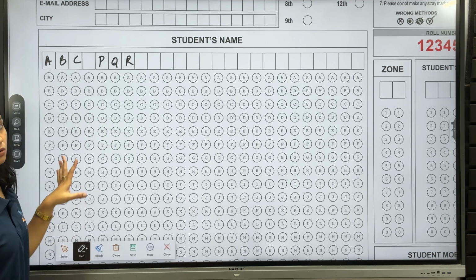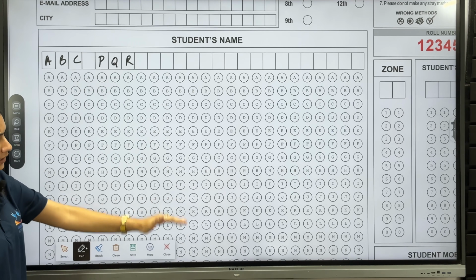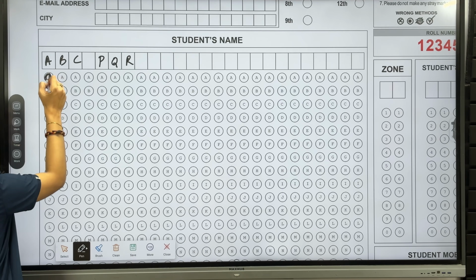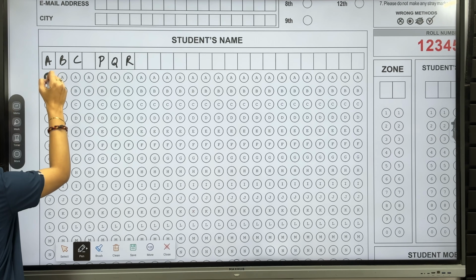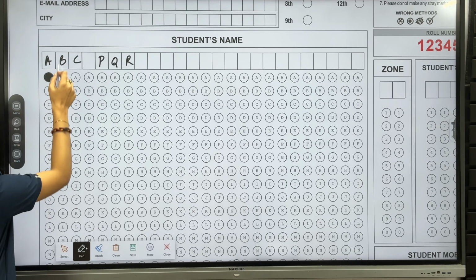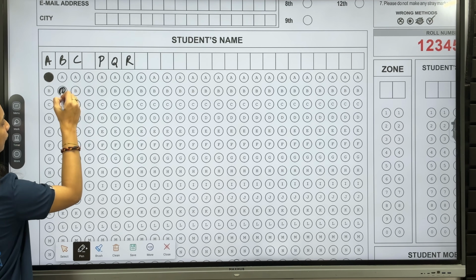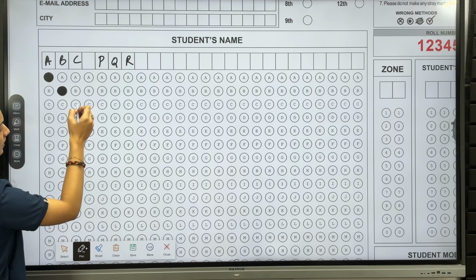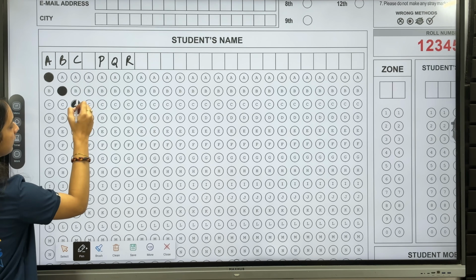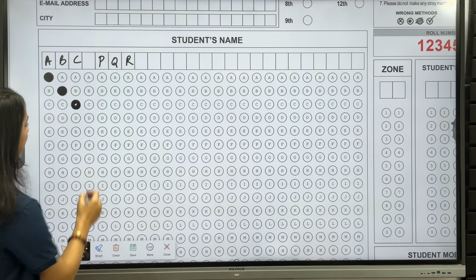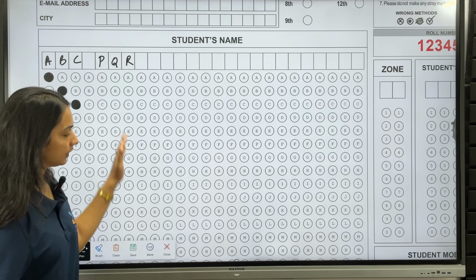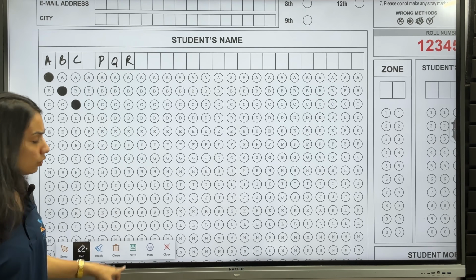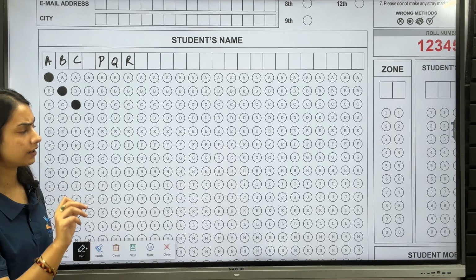Now you have to find your letter in the list below and circle that letter. Here your name starts with A, so I have to circle the first row with letter A. Here you wrote B, so you have to find letter B in the same line. Here you wrote C, so you have to circle C. Likewise for the surname: find P, then Q, and then R. You have to circle them darker.